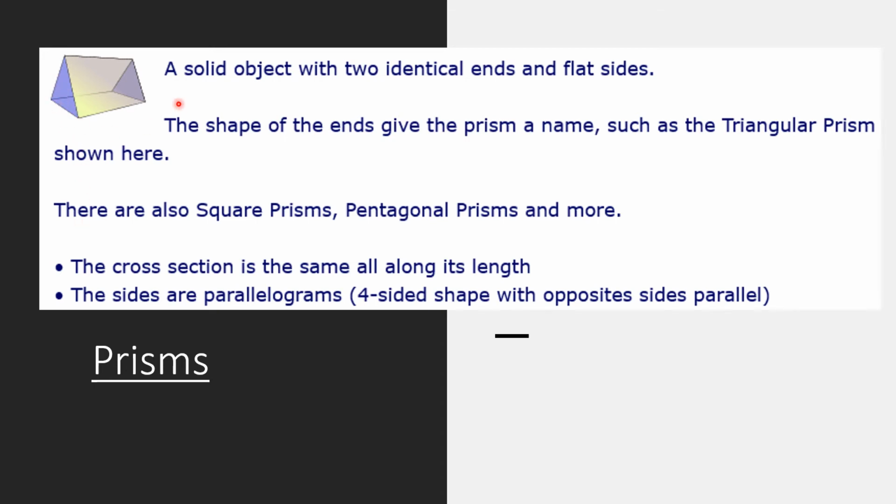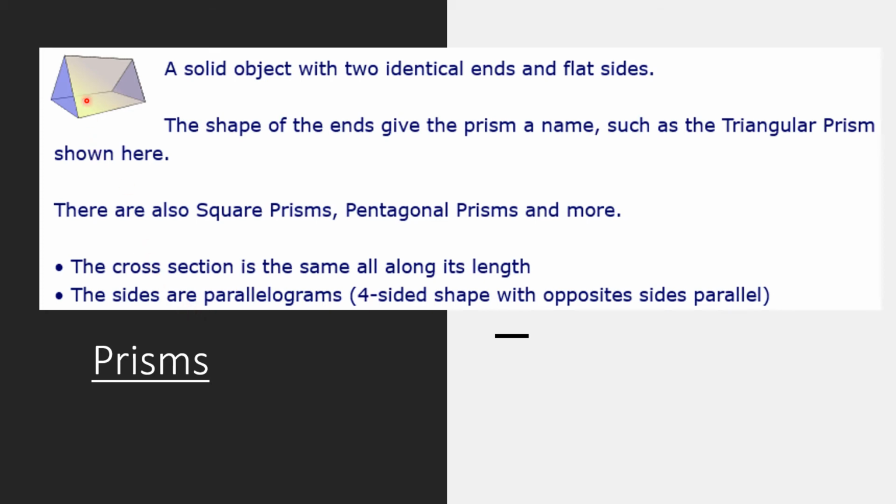So here and here, those two ends are identical and the ends are triangles, so it's a triangular prism. The most common place you might see this particular one is if you think of a Toblerone chocolate bar. If you think of the big ones, their boxes are triangular prisms. You can have square prisms, pentagonal prisms, and so on.